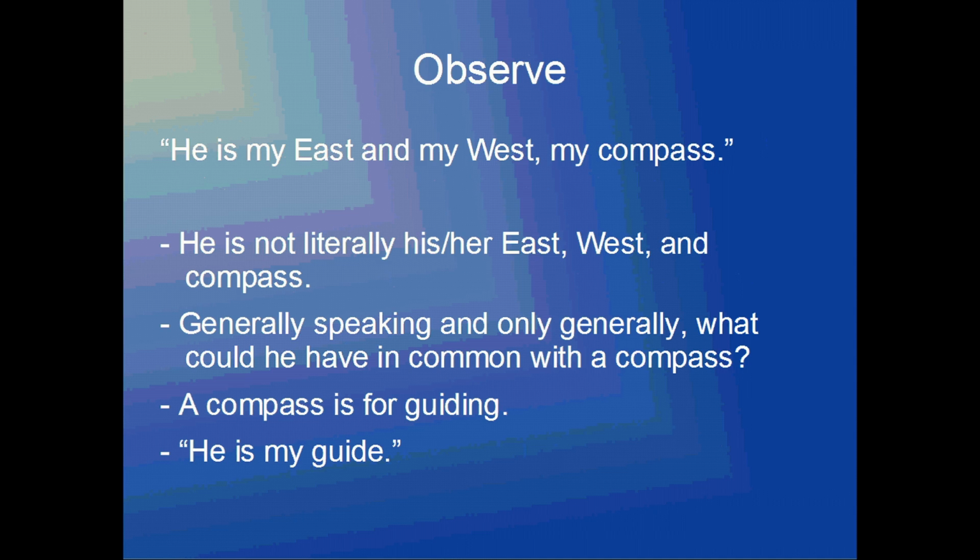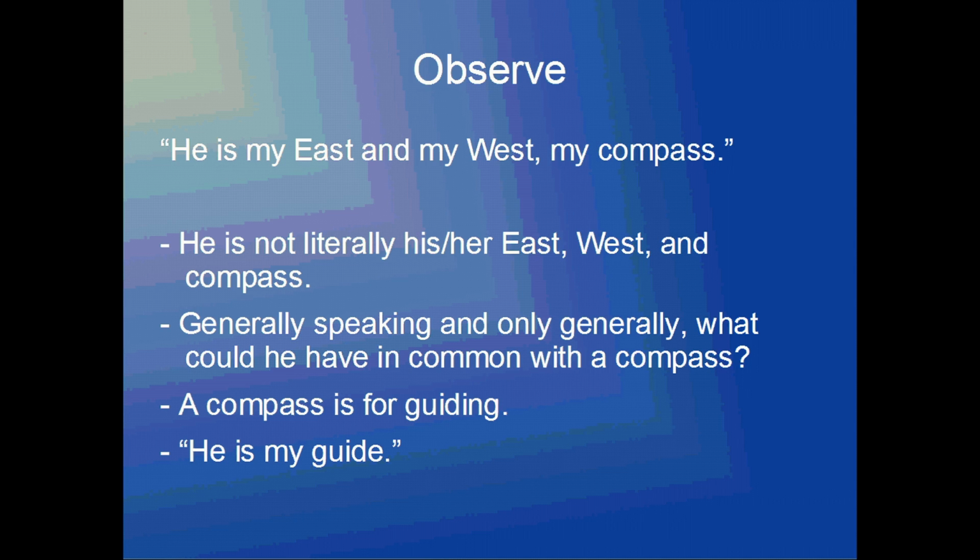Now, in this observe step, I'm going to give you some steps to follow to get an idea of what a metaphor might mean. But in the end, you can only know exactly what a metaphor means when the author tells you what they meant by their metaphor. In any case, here's the metaphor. He is my east, my west, and my compass. The first step is you need to realize that he is not literally his or her east, west, and compass.